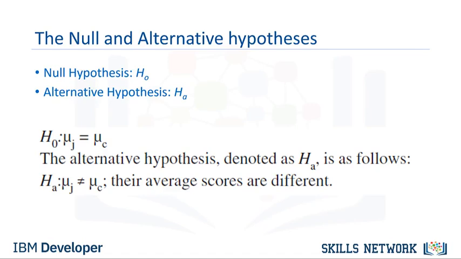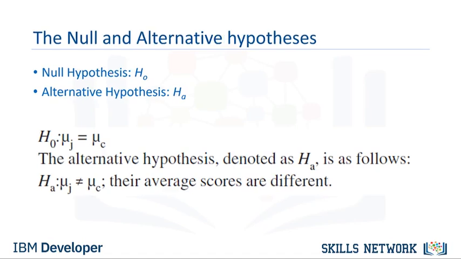They're different. So the alternative hypothesis, H subscript A, compared to the null hypothesis, H subscript 0, is that the averages are not the same. Their average scores are different.